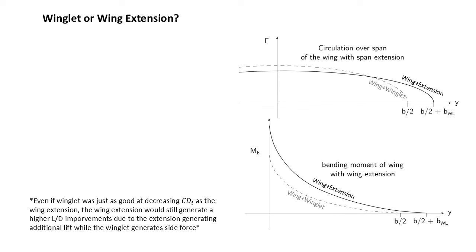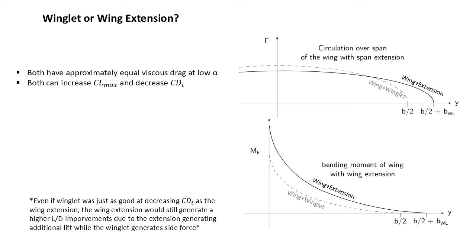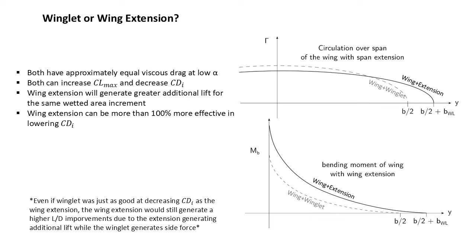First of all, the span increase or wing extension and winglet would have about the same viscous drag at low angles of attack in most cases, and both can increase maximum lift and both can lower induced drag, but a wing extension will create the most lift for a given wetted area increase, and the wing extension is more than twice as effective in lowering the induced drag.